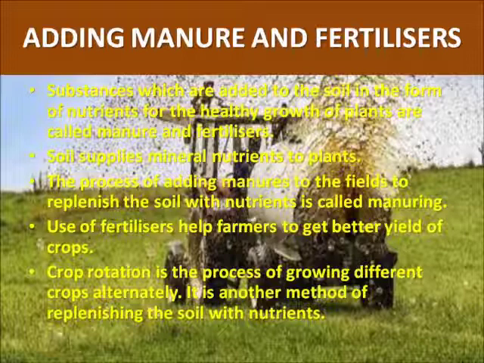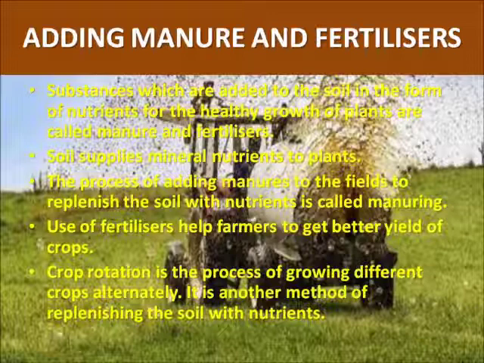Now, fertilizers are chemicals which are rich in a particular nutrient. How are they different from manure? Fertilizers are produced in factories. Some examples of fertilizers are urea, ammonium sulfate, superphosphate, potash, nitrogen, phosphorus, potassium, etc. The use of fertilizers has helped farmers to get better yield of crops such as wheat, paddy and maize. But fertilizers have made the soil less fertile.